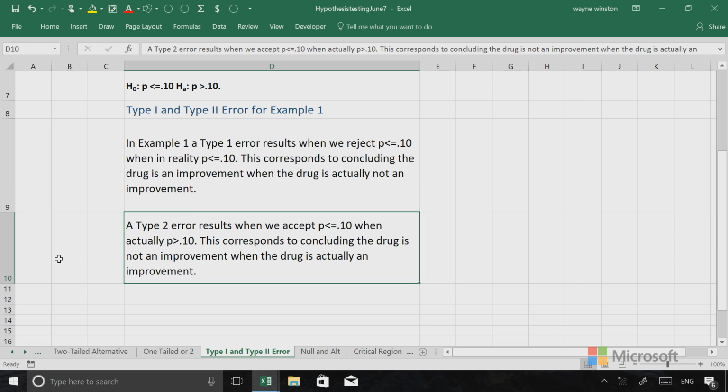Now a type 2 error results when we accept p less than or equal to 0.1, which is essentially saying the drug is not an improvement when it actually was an improvement. So basically here the type 2 error corresponds to concluding the drug is not an improvement when the drug is actually an improvement. Now in the next video, we'll return to the definition of null and alternative hypotheses and basically give you lots of examples that hopefully will make it easier for you to understand how statisticians set up null and alternative hypotheses.